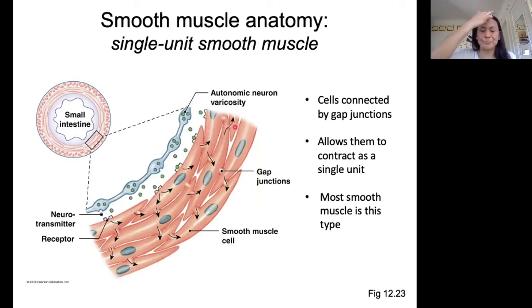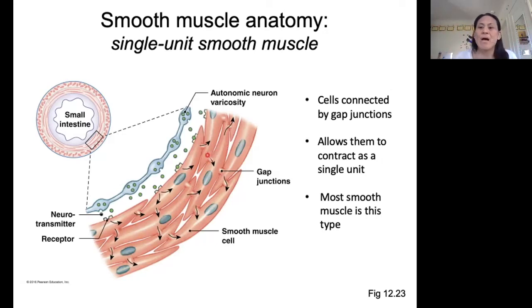Okay. The gap junctions allow the whole structure, which is made up of all these individual smooth muscle cells, to act as a single unit, right? So you get an electrical signal, a signal to contract, in one smooth muscle cell. That signal is going to spread to the other muscle cells around it, and those are going to contract as well. So that's the idea behind this single unit.